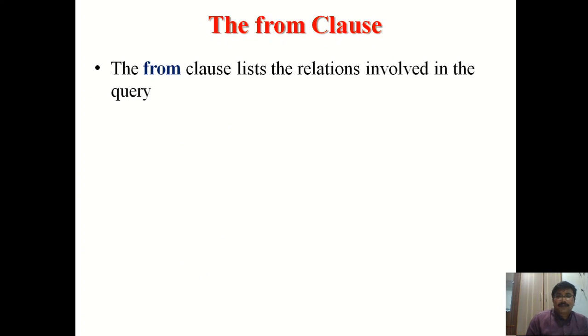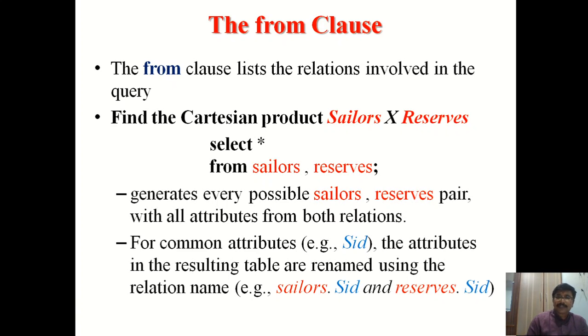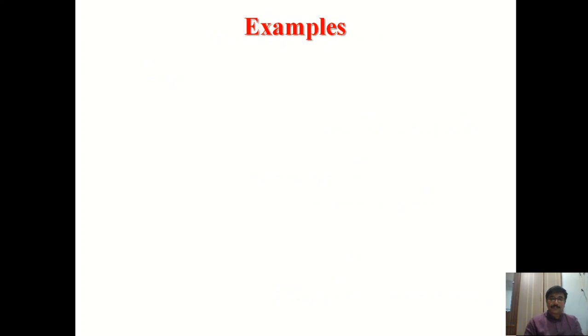The next one is the FROM clause. In the FROM clause we can list out the relation or relations involved in the query. Let us see one more query: find the Cartesian product of sailors and reserves. This can be written as: select star from sailors, reserves. If you want to compare rows, we need a common column from both tables, sailors and reserves. Here we have a common attribute called SID, so we compare sailors.sid and reserves.sid. In the next queries we can see how we can use these joins.